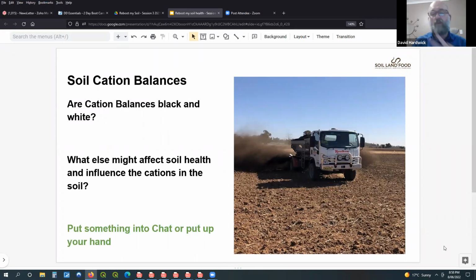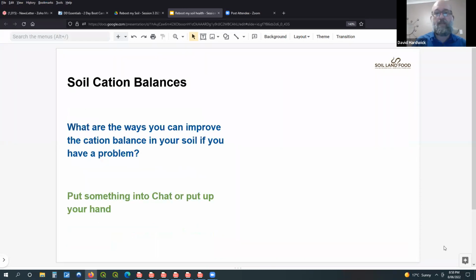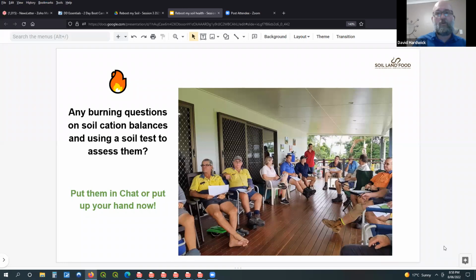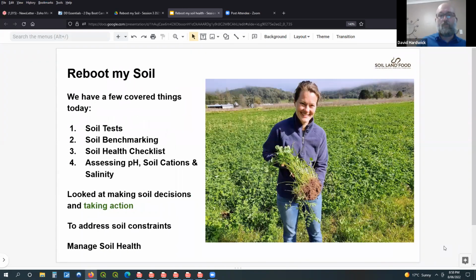It's not black and white, in my opinion. Sometimes agronomists will make the cation balancing very black and white. Some agronomists make carbon very black and white. We've got to look at field conditions and all the other aspects of my soil before making that diagnosis, I guess. So on that note, humus is one way you can build it up, and that's just a photo of humus.